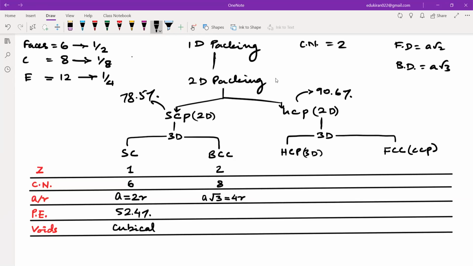What will be its packing efficiency? 68%. And the type of voids you don't have to remember. It is distorted octahedral, but still you don't have to remember. It's not there in your syllabus.